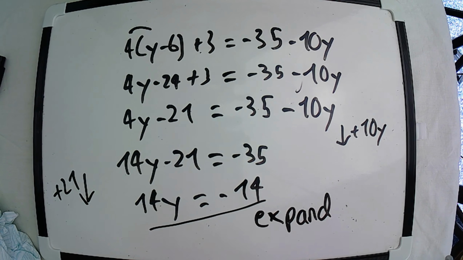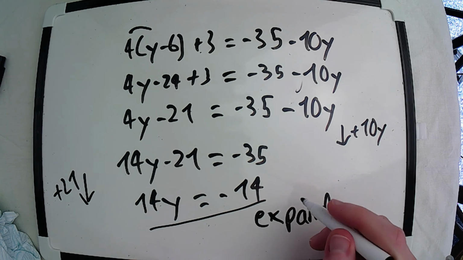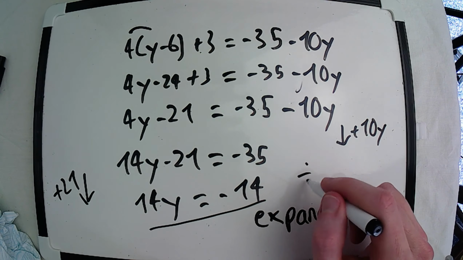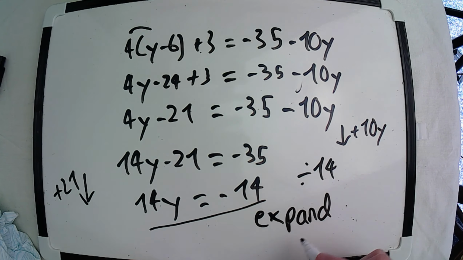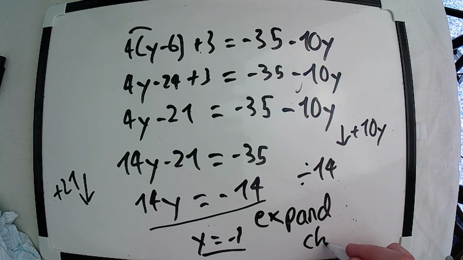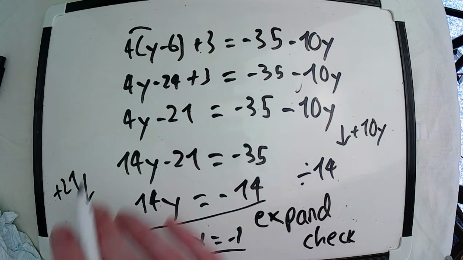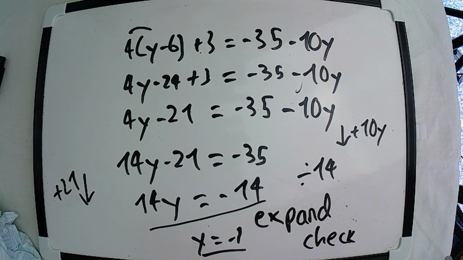So 14 lots of y are minus 14, negative number. You want to divide by 14. And the answer would be y equals minus 1. Now, again, what you need to do is check. For the sake of time, I'm not going to check. You would substitute y equals minus 1 back in here and check that both sides of the equation are equal.